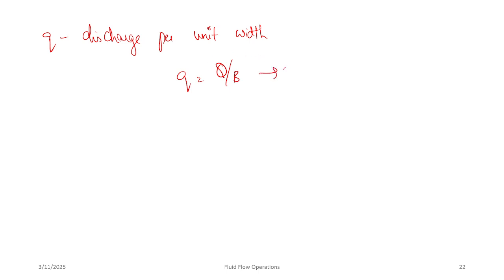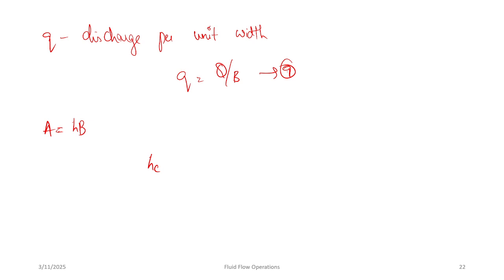And if you consider a rectangular channel, okay, and consider discharge per unit breadth, that is q. So let's say q is discharge per unit width. So then q will be Q by capital B, right? And we also know that A is equal to H into B, right? Height into breadth.